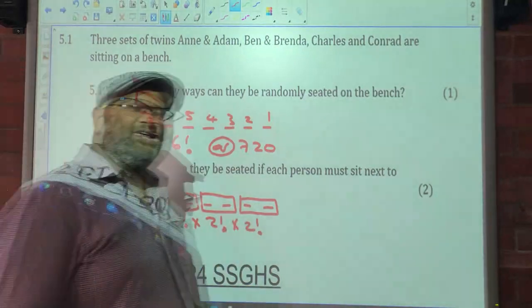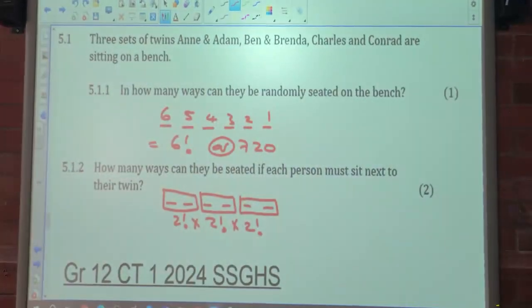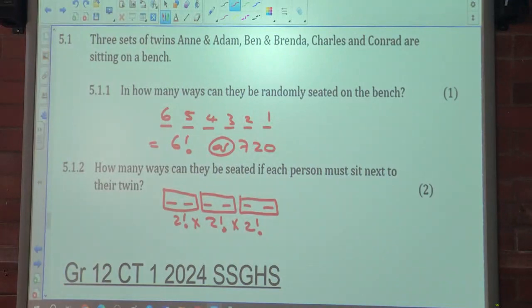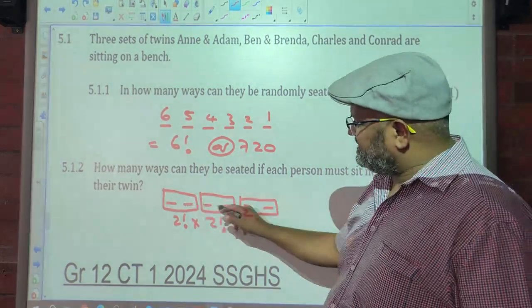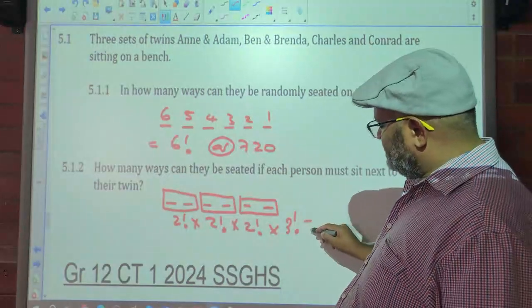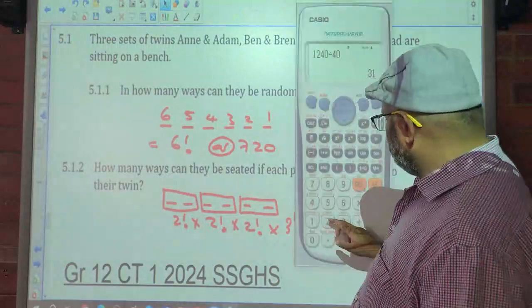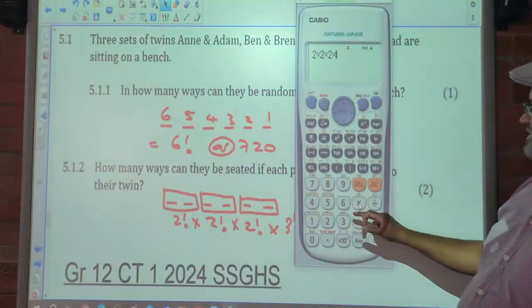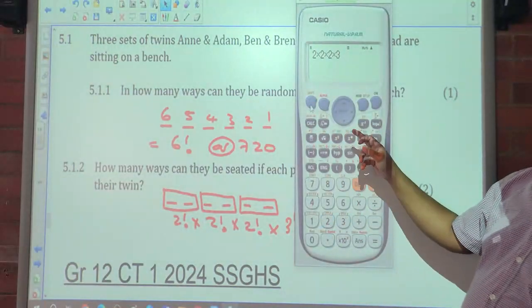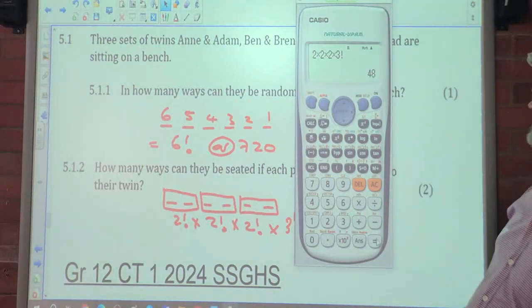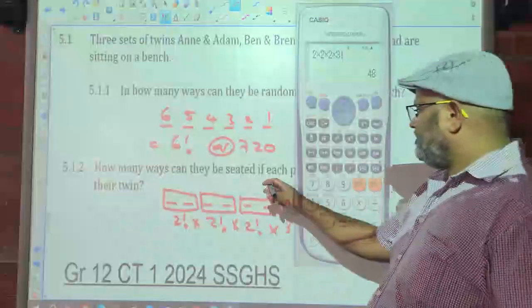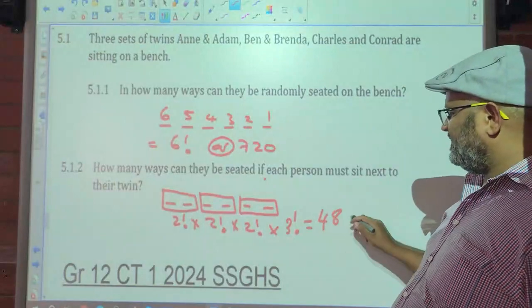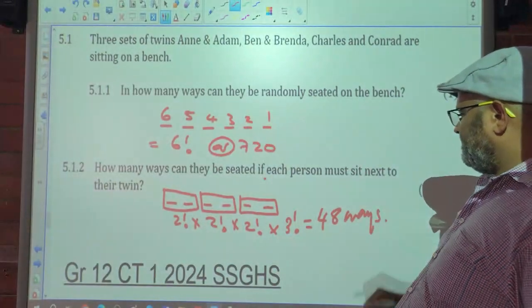But will it be in that order? No. So in other words, this can be rearranged in how many ways? 3 factorial ways. So it's 2 times 2 times 2 times 3 factorial. 2 factorial is 2. So the answer is 48. It's 48 ways that can happen.